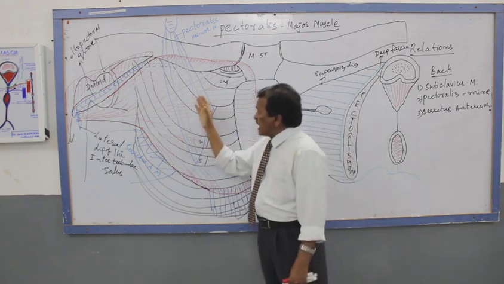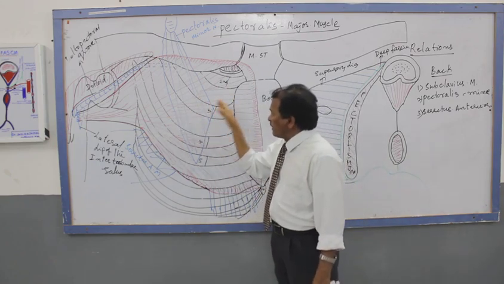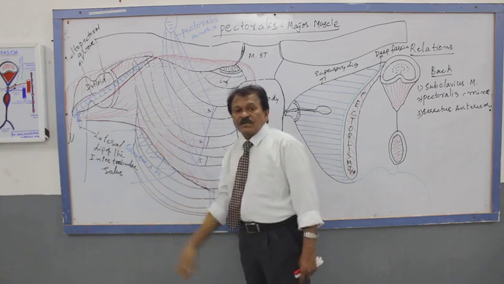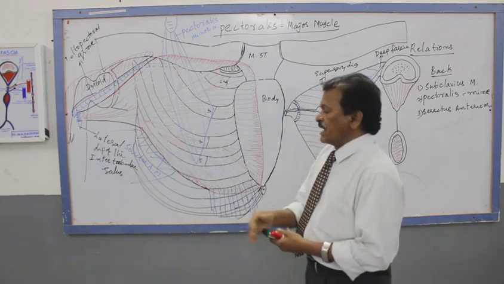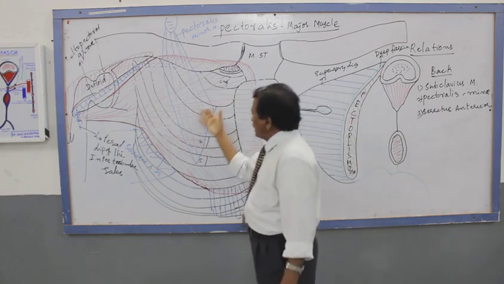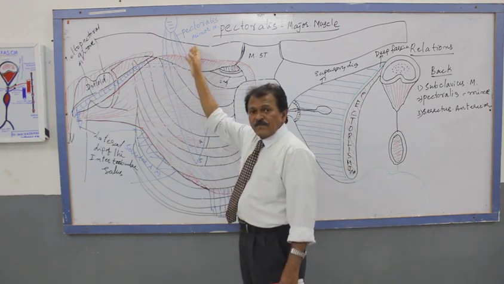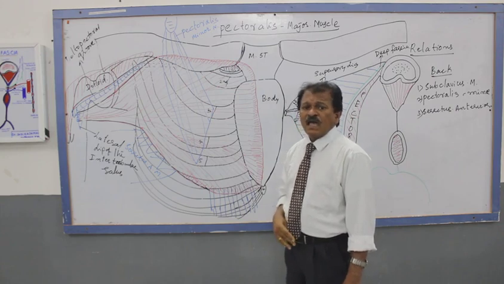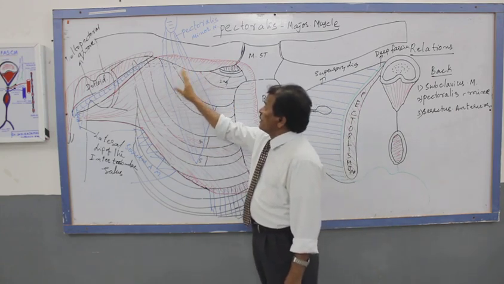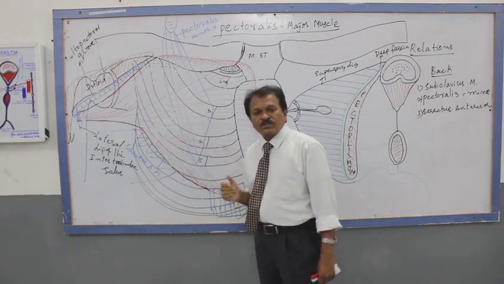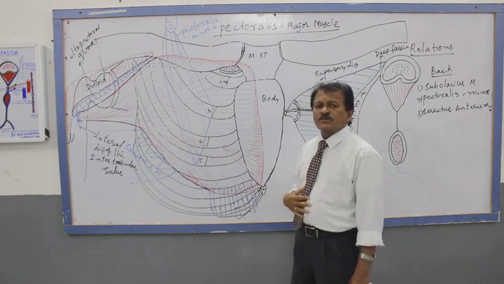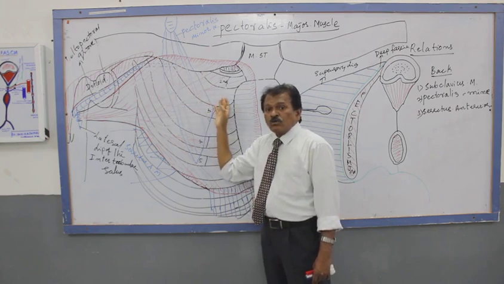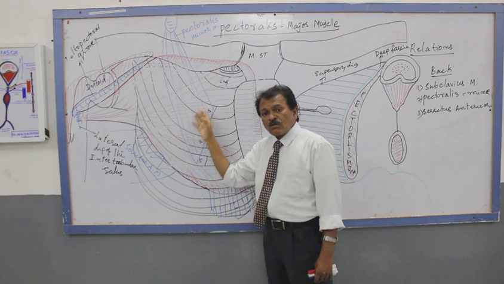In between the pectoralis major and pectoralis minor, in the middle of the pectoral region, there is the medial pectoral nerve. Here there is the lateral pectoral nerve, superior to the medial pectoral nerve, and the thoraco-acromial artery, a branch of the axillary artery. These are situated in between the pectoralis major and the pectoralis minor muscle.